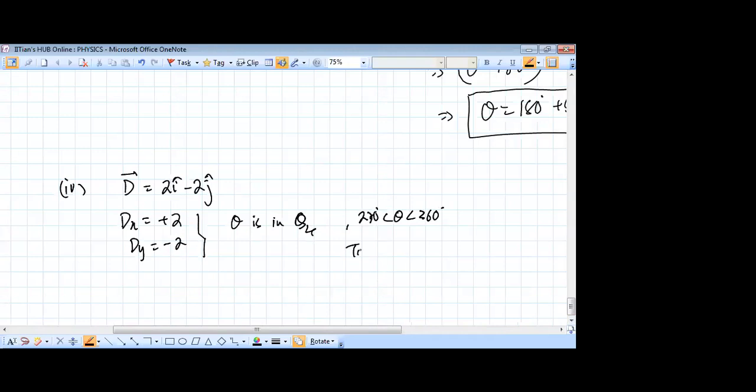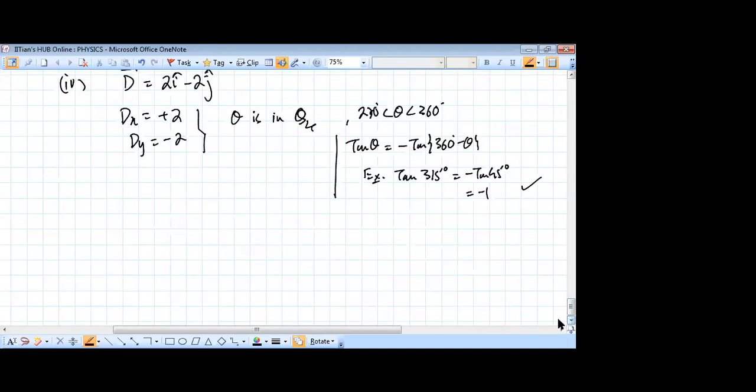That tan theta is equal to minus of tan 360 minus theta. So for example, tan of 315 is minus tan 45, which is minus 1. So this type of formula you have to use. In fact, this is the one we'll be using here exactly. Okay. So magnitude of D.